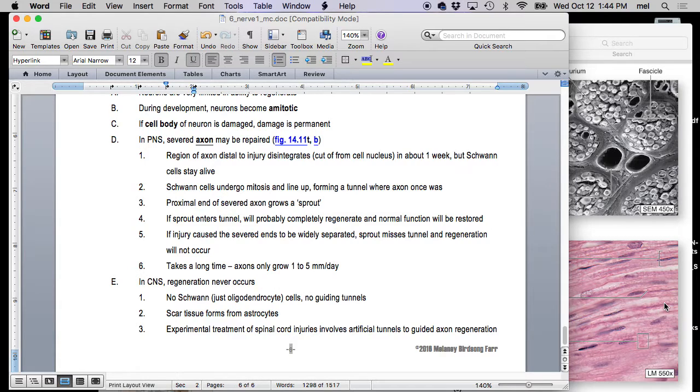Now, what can we do? Is there any new experimental treatment that actually has the capacity for regeneration of nervous tissue?